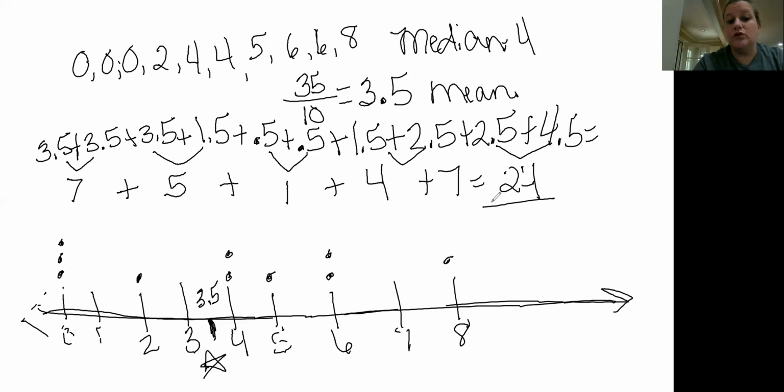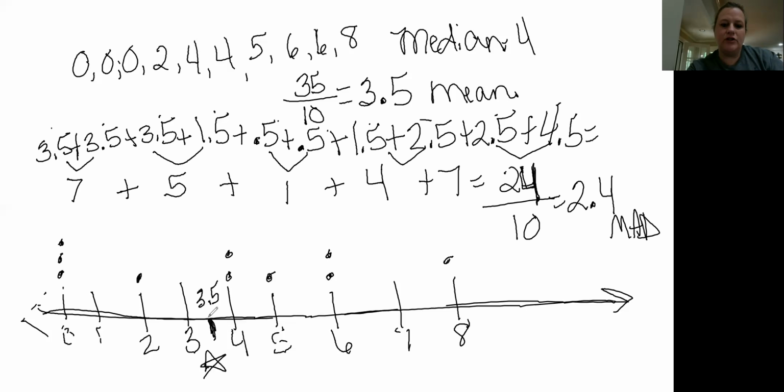Now remember, we're still dividing by 10 because we had 1, 2, 3, 4, 5, 6, 7, 8, 9, 10 values. We just combined them to get rid of all those halves. Okay, so now we have 24 divided by 10, and we know dividing by 10 is like moving the decimal in one place, so it's 2.4 is the mean absolute deviation, or MAD. So what that means is, on average, the distance from the mean is about 2.4 spaces away.